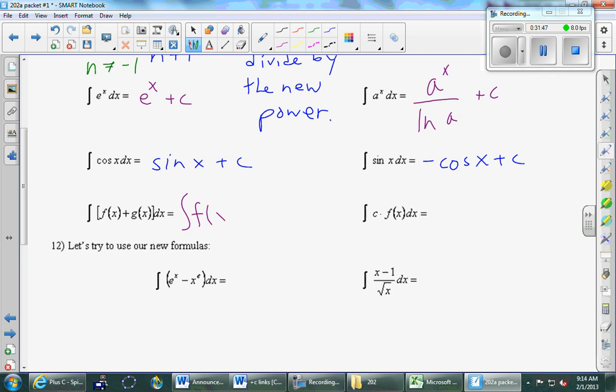So this is really the integral of f of x dx plus integral of g of x dx. And I'll never ask you to write that out in terms of splitting, but in your mind, you're going to just see a plus sign and say, okay, this is really two separate problems that I have to do. They're unrelated to each other.